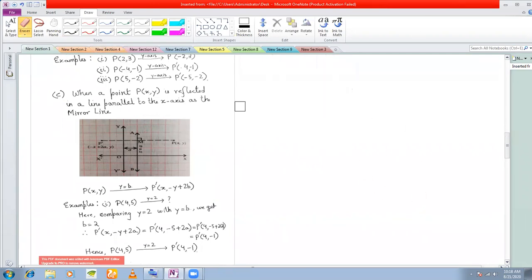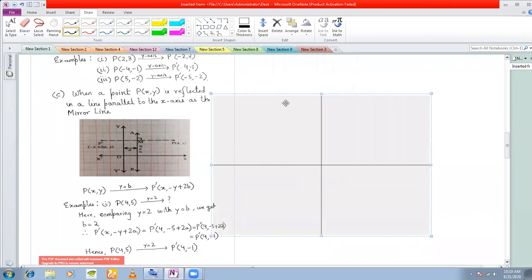So the next one is reflection of any point when the mirror line is parallel to the x-axis. Let us say these are my axes.